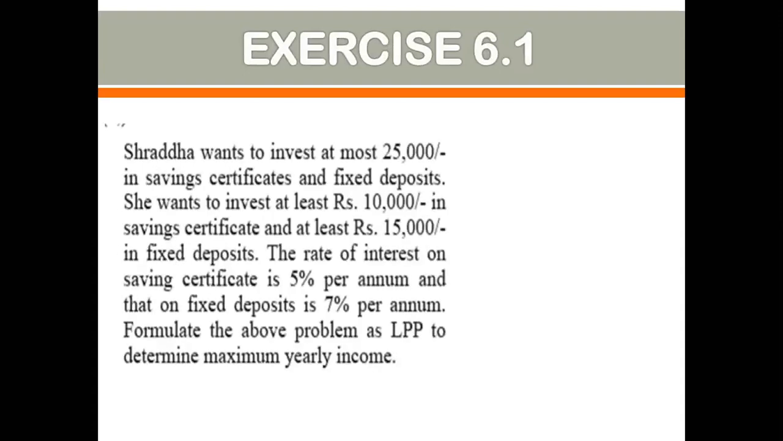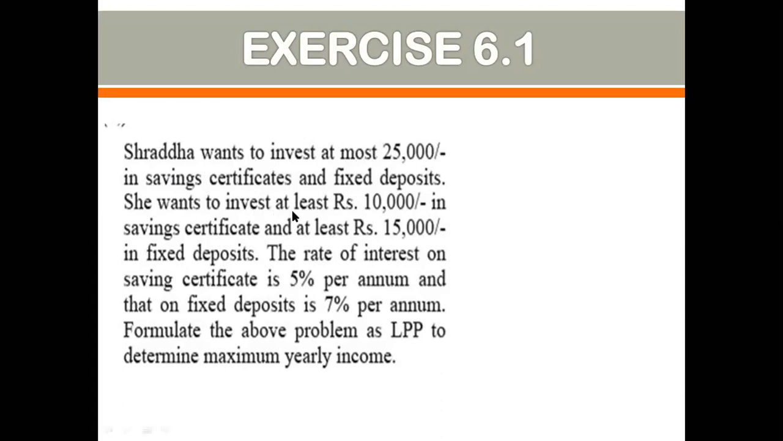So coming to the next question, Shraddha wants to invest at most 25,000 in savings certificate and fixed deposit. So now this is Shraddha, so there is a person's name. Also saving certificate, fixed deposit, investment, we are talking about bank and investment sums. So again, this particular sum will be solved directly without any table.